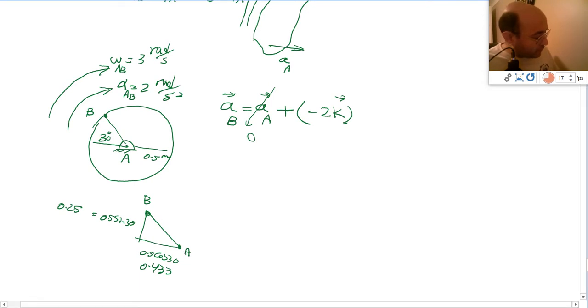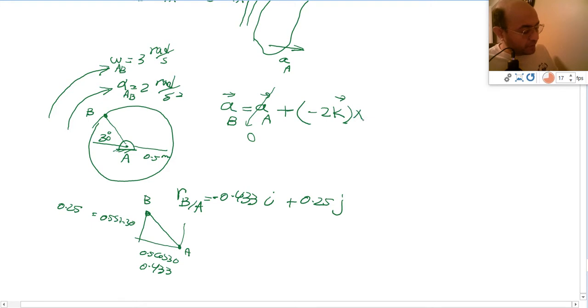Now, if I look at point B with respect to point A, on the X it is negative, on the Y it is positive. So R of B with respect to A is equal to minus 0.433 I, and then for the Y, plus 0.25 J. And we are good. So I found R of B with respect to A. I'm going to just simply plug it in here.